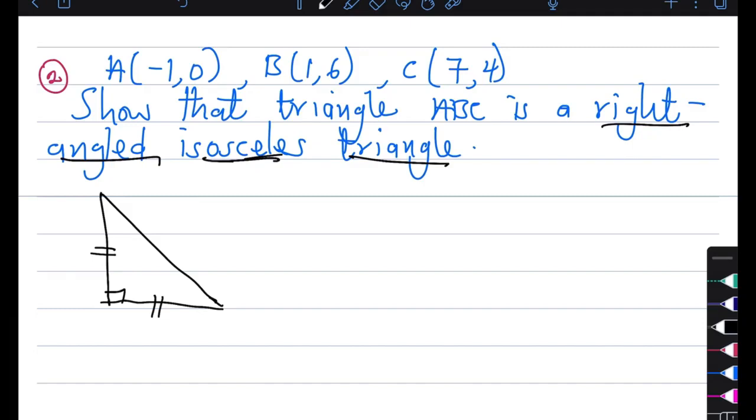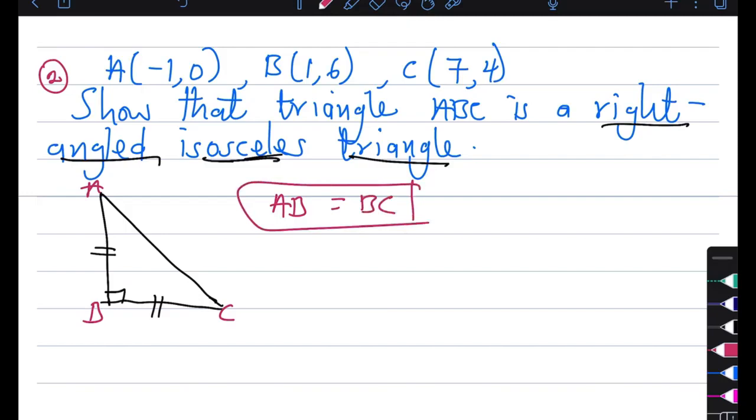So the point that we want to make, for example, if this triangle is called ABC, then we want to prove that AB is equal to BC. If we are able to do that, then we have shown that it is a right-angled isosceles triangle. So this is something that Cambridge can ask you.